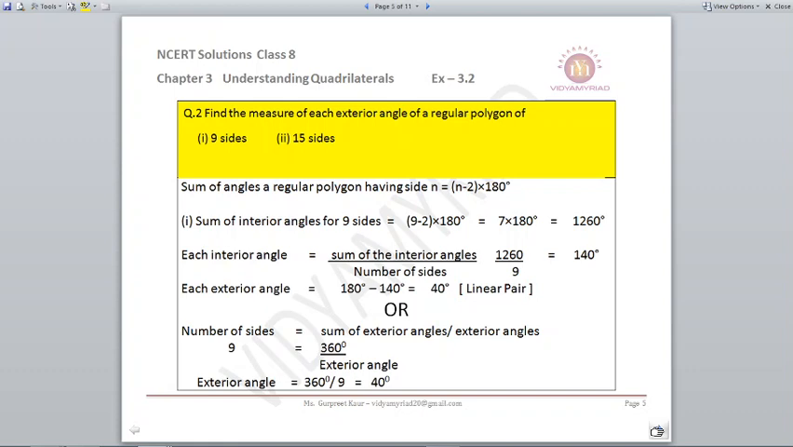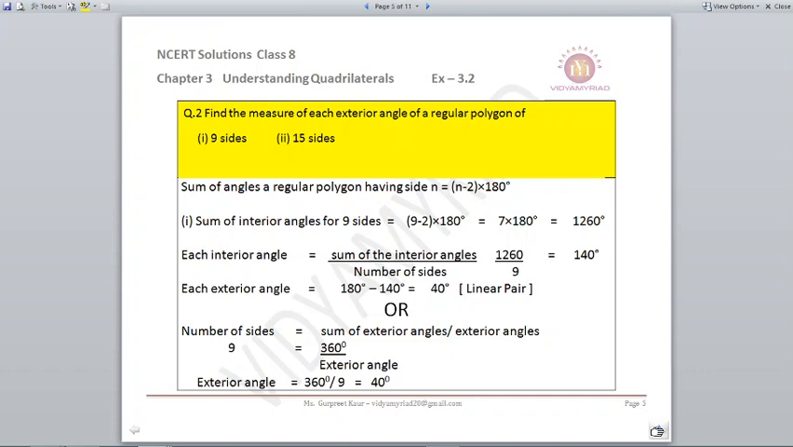Another way of doing a question is, we will put a formula: number of sides is equal to sum of exterior angles divided by exterior angle. Now we have the sides with us, we have the sum of exterior angles, that is always 360 degrees. We can easily find out the exterior angle with the help of a formula. So what we will do is, we will write it as 9 is equal to 360 degrees divided by exterior angle. So what will be the exterior angle? 360 divided by 9, which comes out to be 40 degrees.